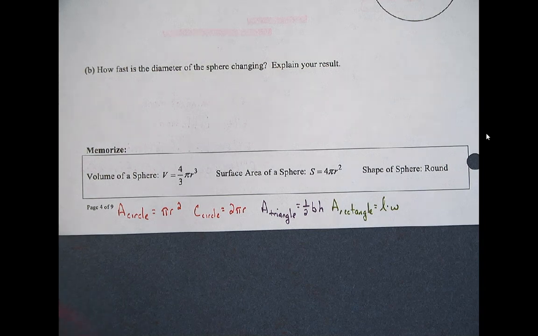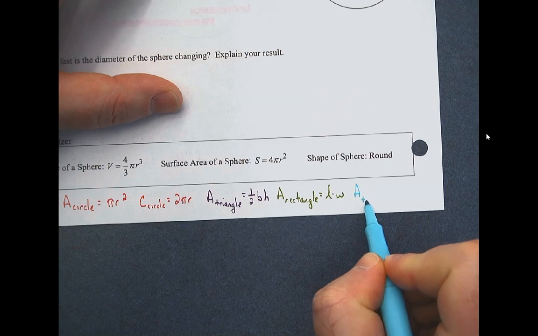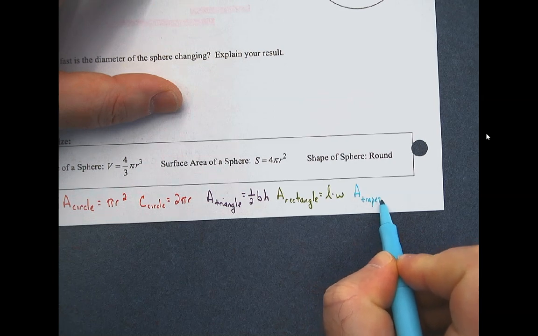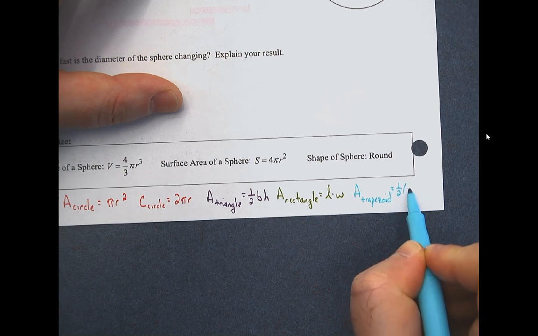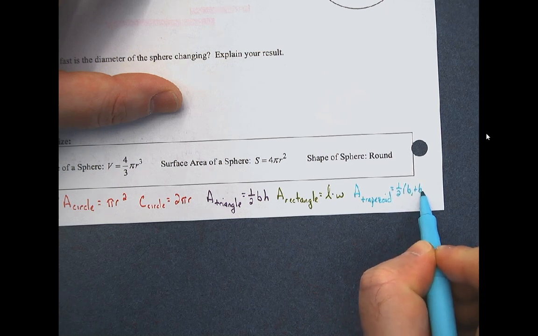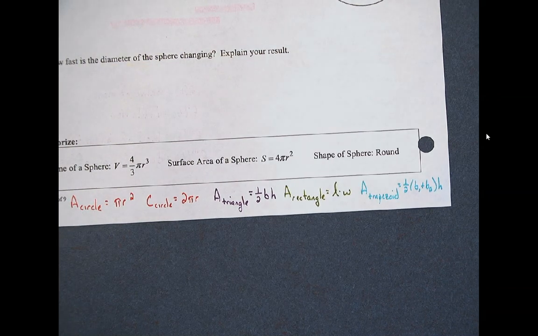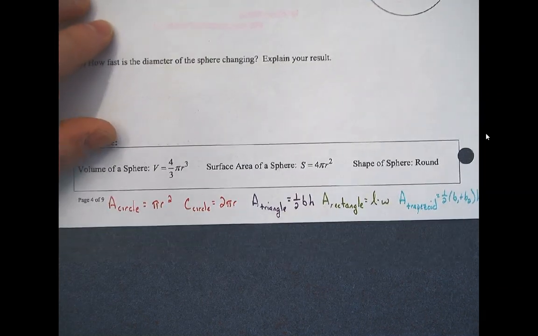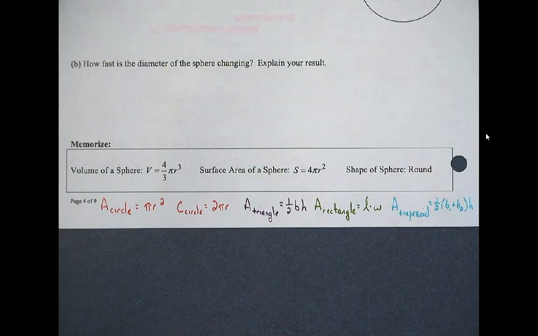I want to talk about the area of a trapezoid. Area of a trapezoid equals 1/2 base 1 plus base 2 times height. These are all worth memorizing, and there might be more that I'm not thinking of right now. If they come up, I'll add them to our notes. But these are all worth memorizing as you go through.